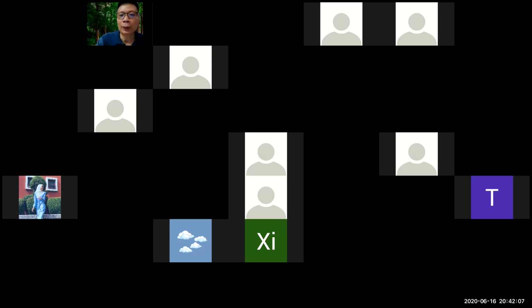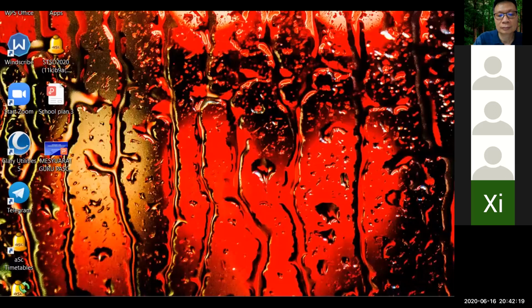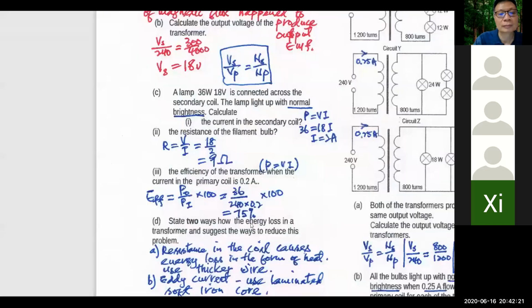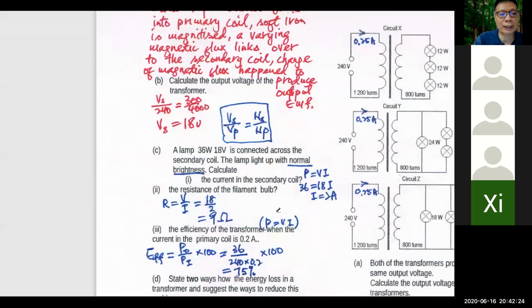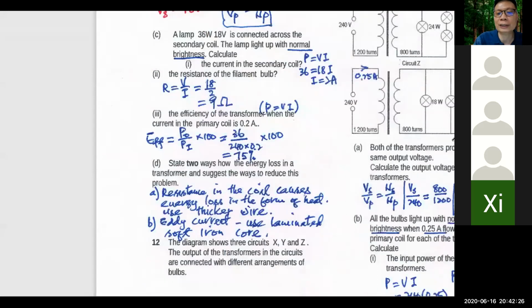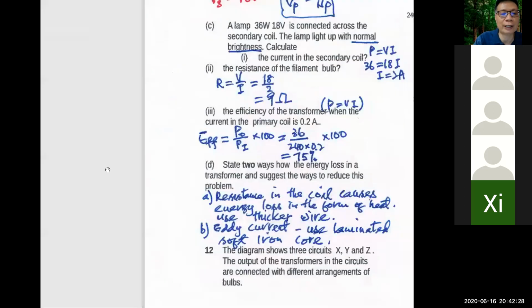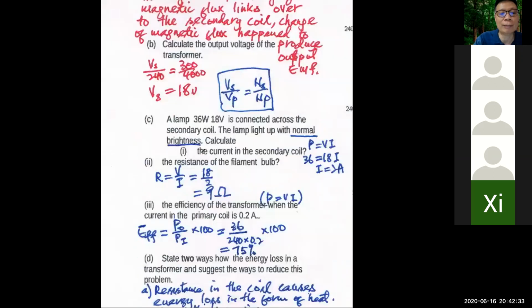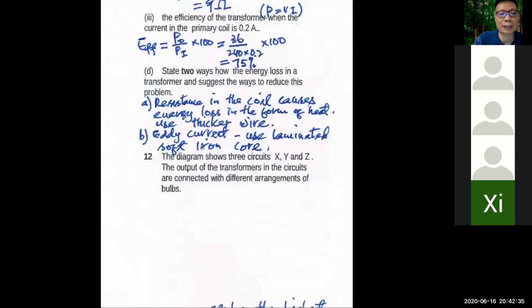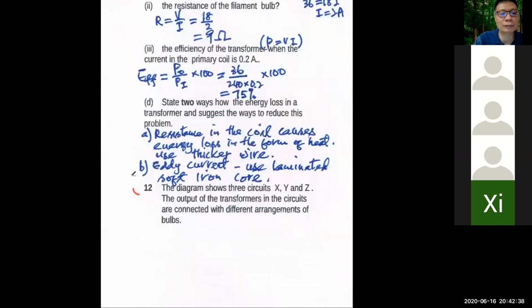So I think we can continue to answer the last question now. Look at the questions here. The last question I think is question 12, right? Question 11 is finished already. Now it's question number 12.